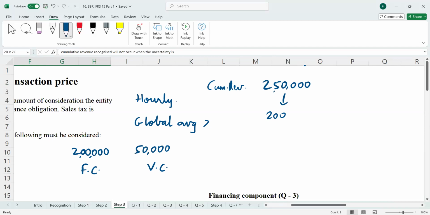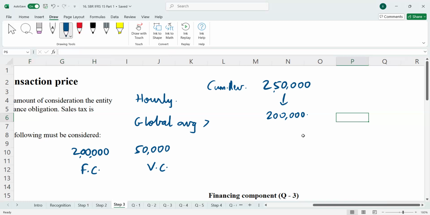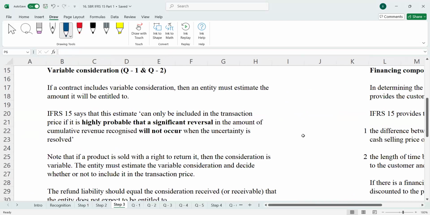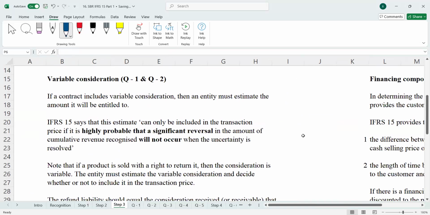Why do you want to reverse it in the first place? So that's what I am saying. They are saying that only if it is highly probable that the reversal will not occur, only then do you recognize the revenue. Now, how will you know that the reversal will not occur? When the uncertainty is resolved, on the basis of your past estimates.